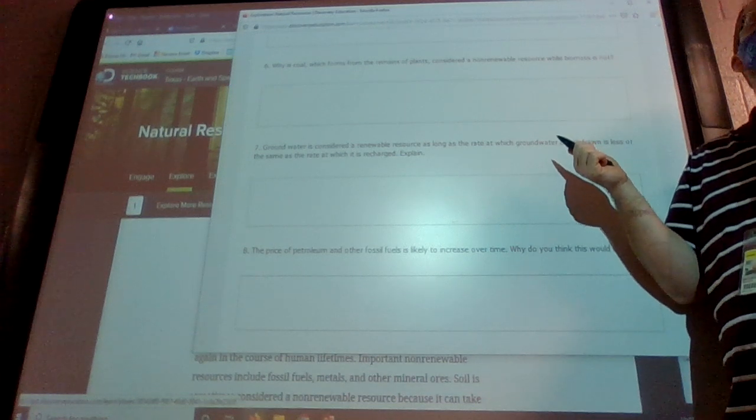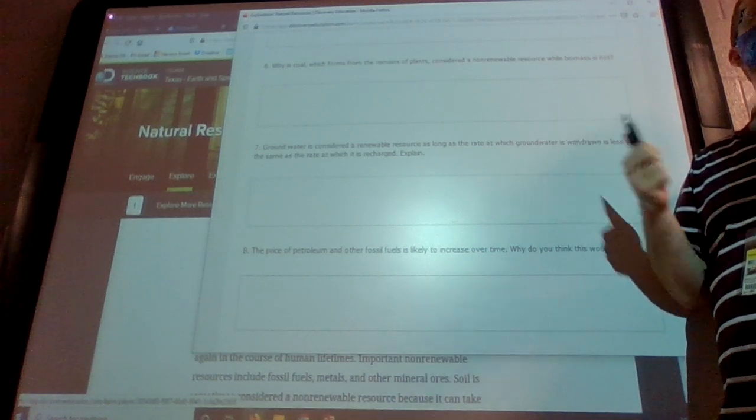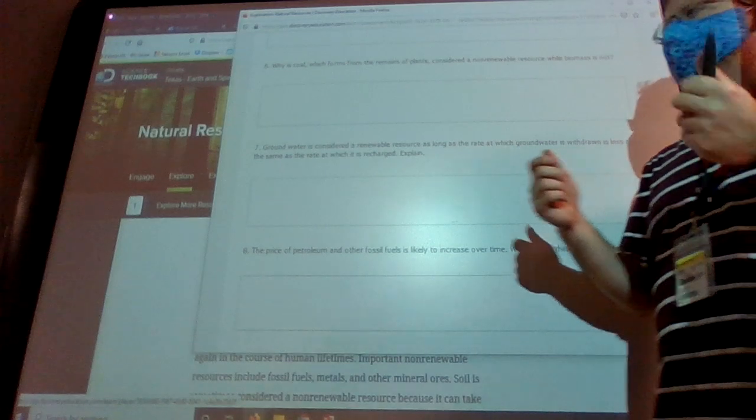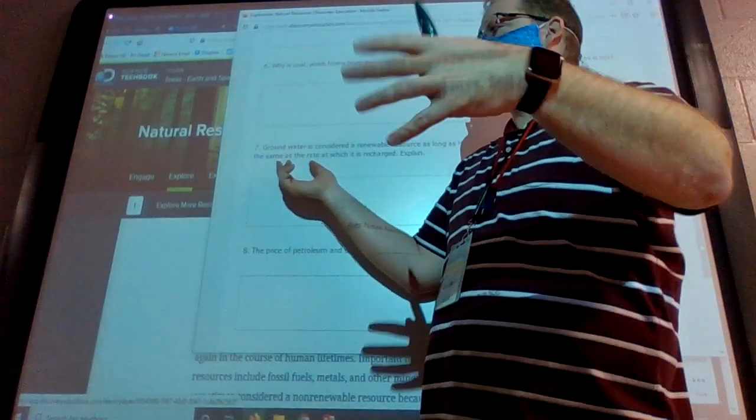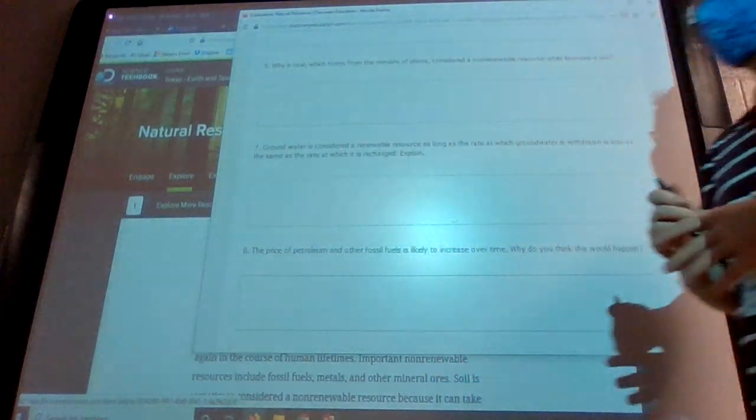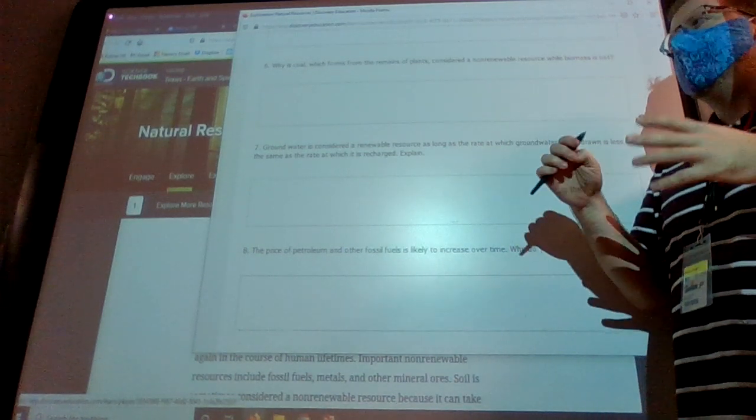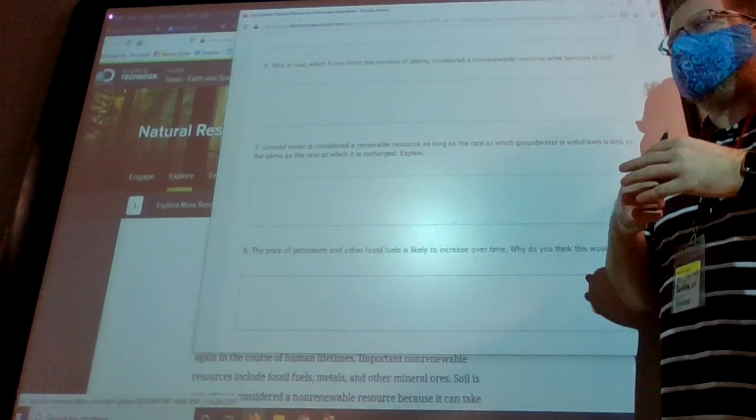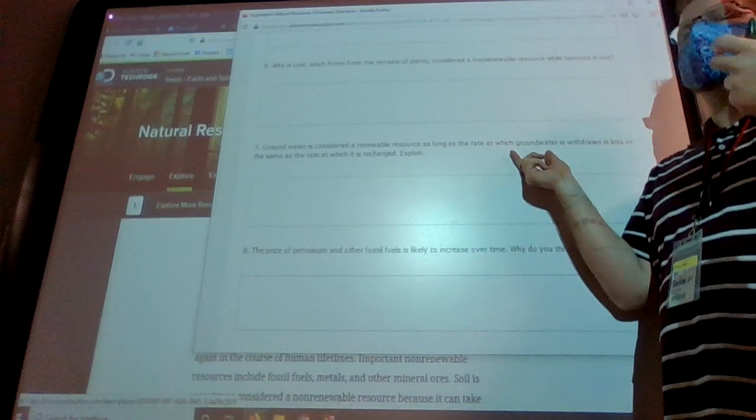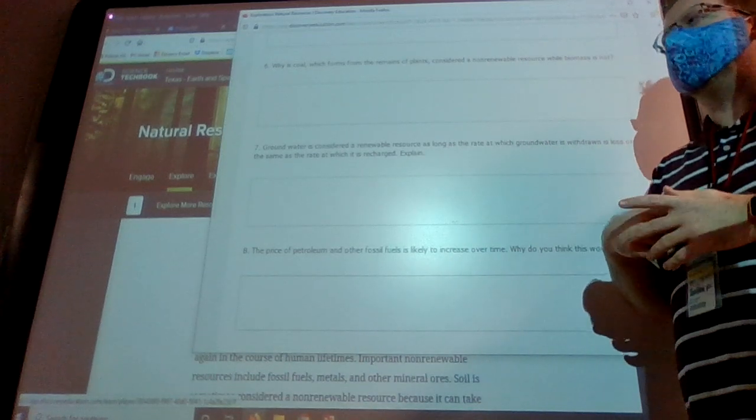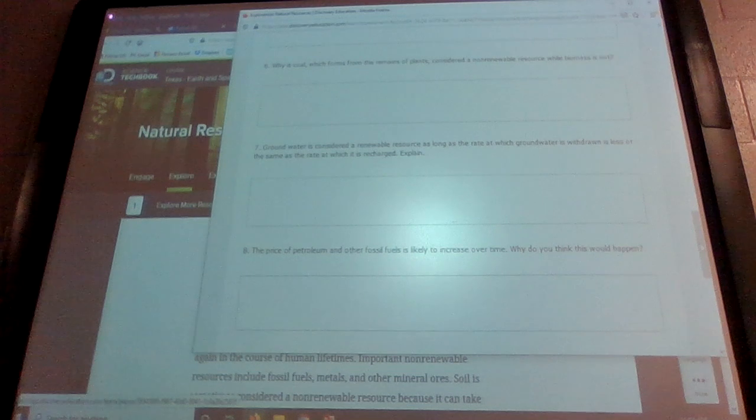It could take 100 years. It could take 200 years for it to fill back up. And so you have no control over how fast the water goes back into the ground. And so if you use it at a responsible rate, it's renewable. If you use too much too fast, it's going to take a long time for it to refill itself. And so we consider it non-renewable then.